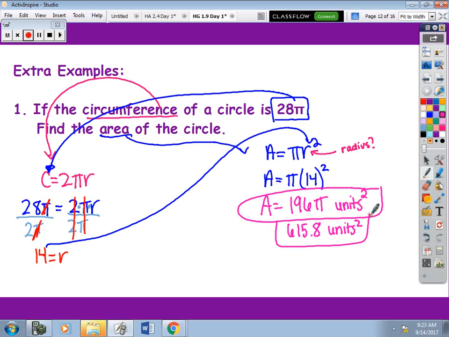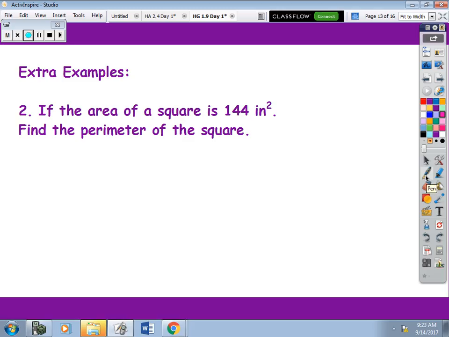Okay, now the next one switches gears and it goes into a square. So it says if the area of a square is 144 inches squared, what is the perimeter of the square? So for the perimeter of the square, remember a square has 4 congruent sides and 4 right angles. So that would be our 4s formula, just multiplying one side length times 4.